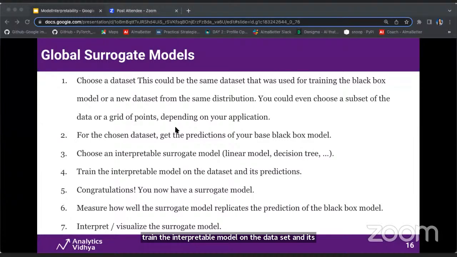Then we are able to create a surrogate model, and we measure how well the surrogate model replicates the predictions of the black box model. You already had the predictions from your black box model, which was your base model, and you just measure how well the surrogate model is able to replicate them. Then finally we interpret our surrogate model's results.